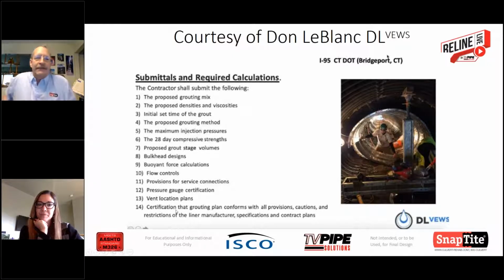And then at the bottom, it says certifying that the grouting plan conforms with all provisions, costs, and restrictions of the liner manufacturer. Well, that's going to be really hard for me as a liner manufacturer to do, because I don't know the admixtures and the chemical properties and the heat of hydration of the grouts that other people might want to formulate or might want to use. They're welcome to use those, but I can't confirm or validate their grout programs. The only grout programs that I can confirm or validate are the ones that ISCO have created.